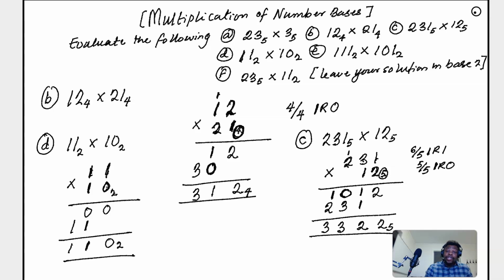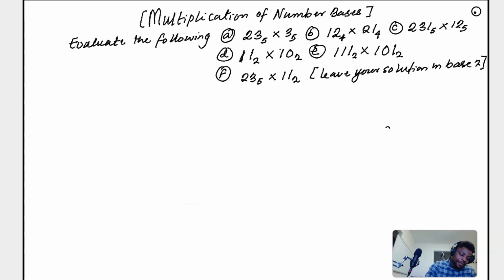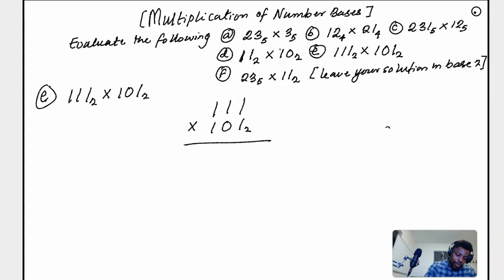Now, I will be solving question E to give you more understanding on that. Let's do that now. Okay, let's solve question E. 111 base 2 times 101 base 2. So I have 111 times 101 base 2. So 1 times 1 is 1. You are writing it because it's less than 2. So 1 times 1 is 1, 1 times 1 is 1, 1 times 1 is 1. Easy, no division yet. Now, I've used 1 to multiply 111.